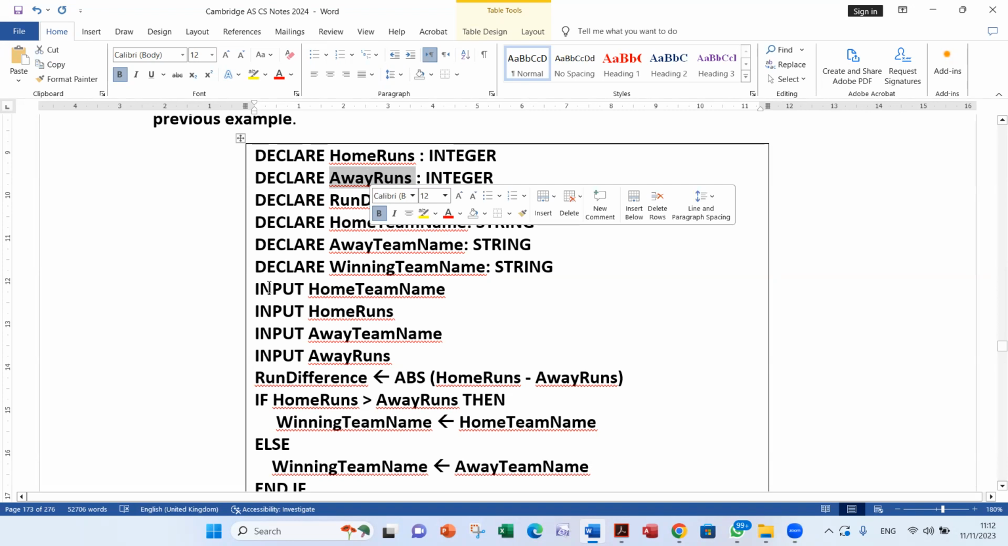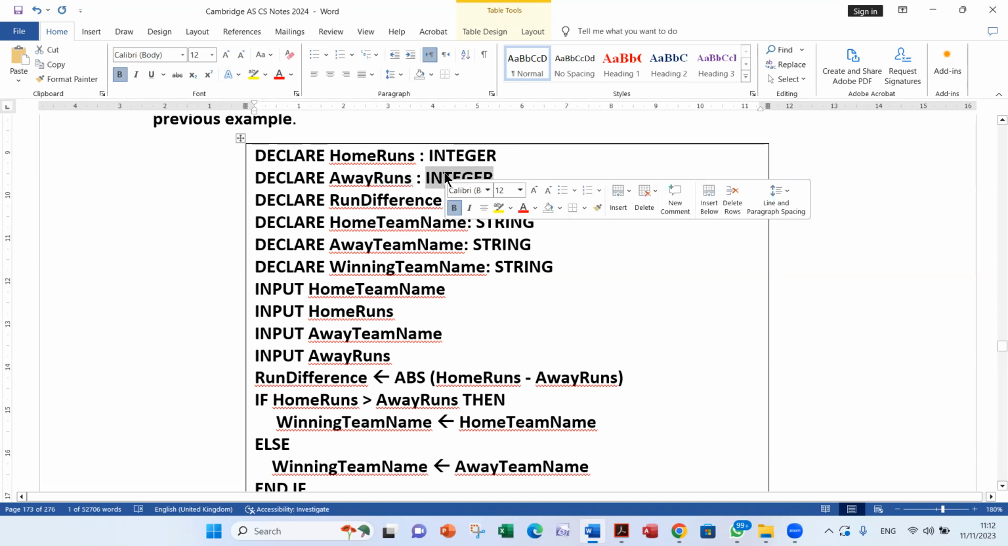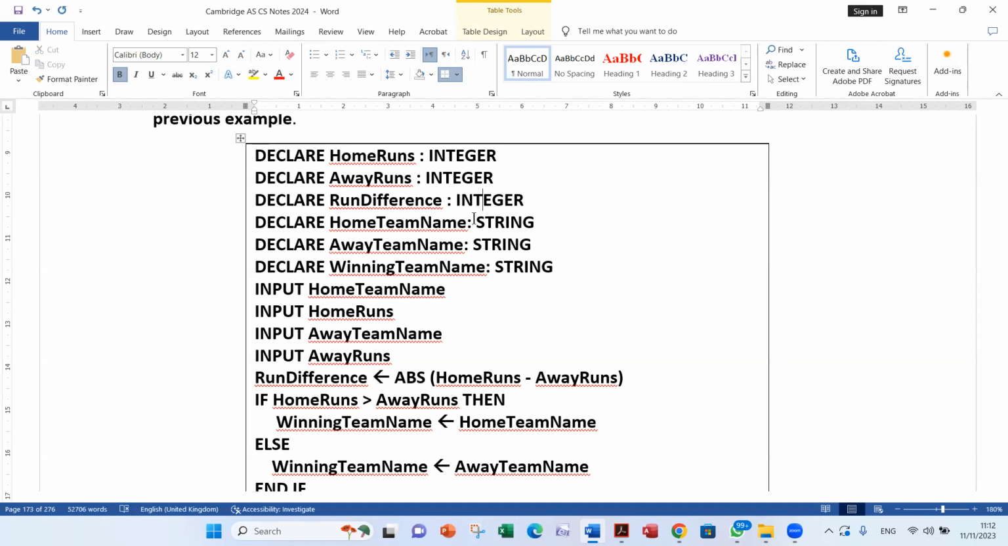Declare away runs. This is another variable that's going to be integer. Declare difference, and it's going to be integer. So now you are studying or recalling data types. Home runs is integer, away runs is integer, difference is integer. What about home team name? This is a string. It's going to store the name of the team, and it's going to be text. Text in programming, we call it a string. Declare away team name also as a string. Declare winning team name also as a string.